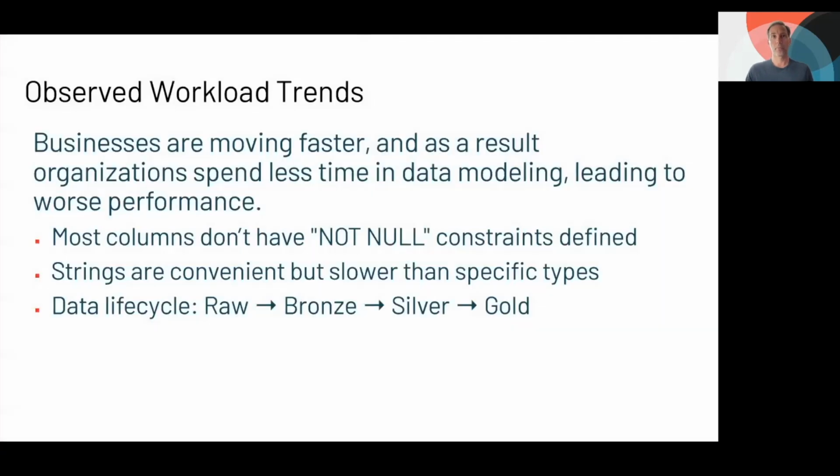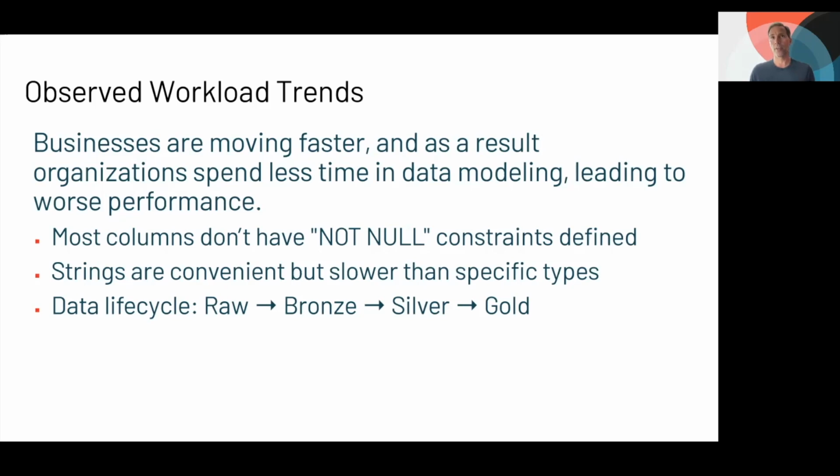But first, let me share with you some interesting workload trends that were observed over a large number of customers at Databricks. First, businesses are moving fast, but generally the data is moving faster. This generally manifests itself with teams spending less time properly modeling data, which frequently leads to worse performance. Two specific examples include lack of not null constraints being defined on columns, as well as lazy data type selection. It's very easy to just choose string for everything, but that really eliminates the benefit of more specific and optimized types.